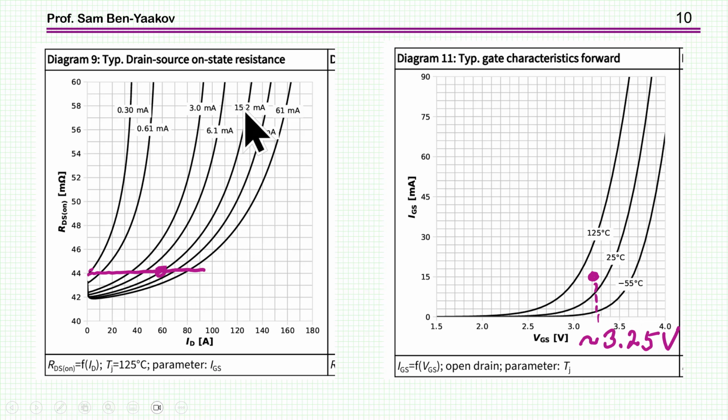Now, this 15 milliamp can now be linked to the gate voltage through the characteristic of the diode. So 15 milliamp for a temperature in between 25 and 125 is about 3.25 volt. So to sum up, for the DC condition, we understand that during the on time, the current to the gate should be about 15 milliamp, and at that point, the voltage will be 3.25 volt at the gate to source.